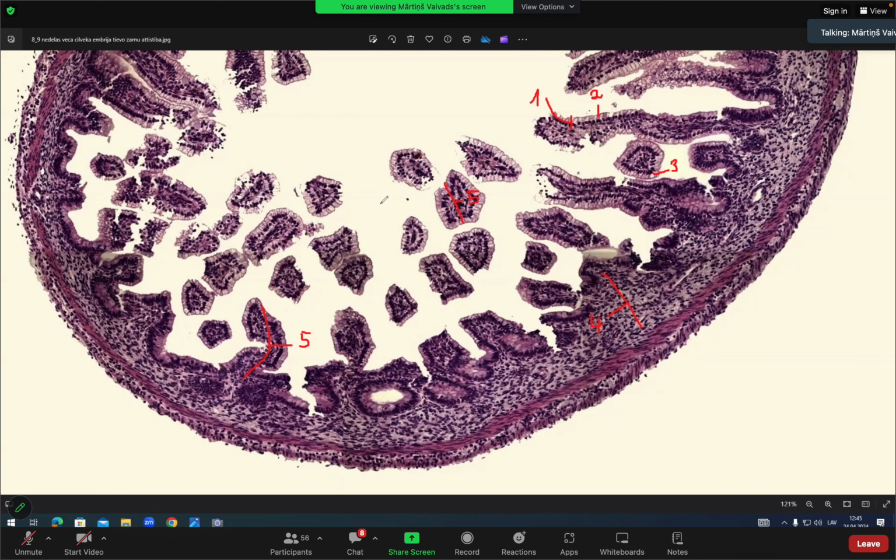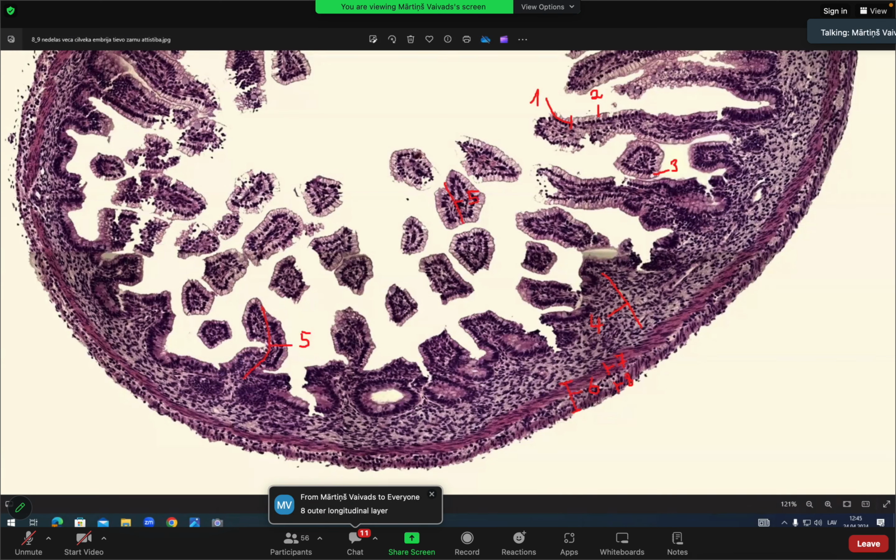Now the tricky bit. We have tunica muscularis. Check very carefully where I'm pointing. So this number 6 is tunica muscularis. And there are 2 layers already. Number 7, that's the inner circular layer. And number 8, the outer longitudinal layer. So there are two layers already.